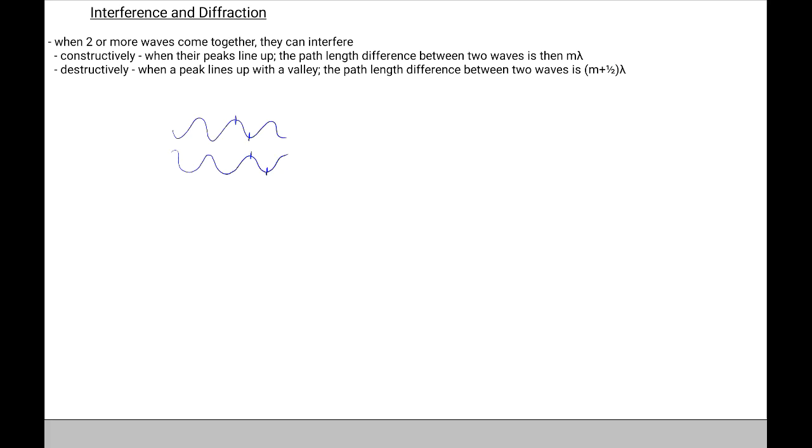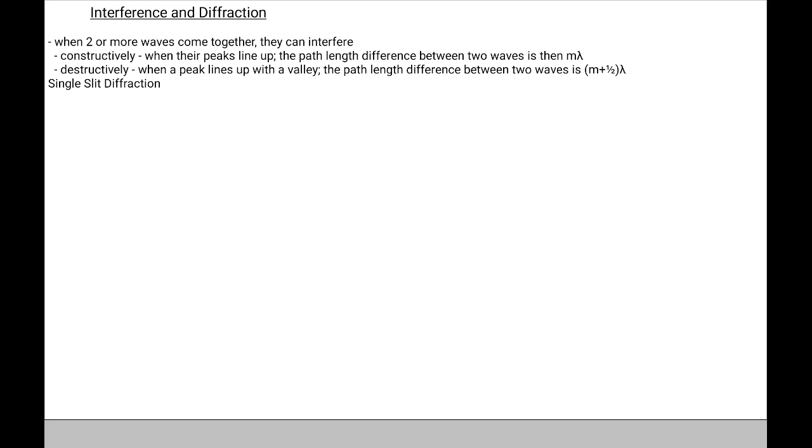To go between destructive and constructive interference, all we have to do is shift one of the waves by half a wavelength in either direction, and then they go back to being in phase if they were out of phase, or out of phase if they were in phase.